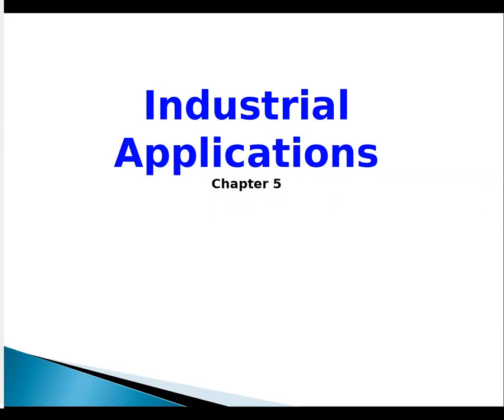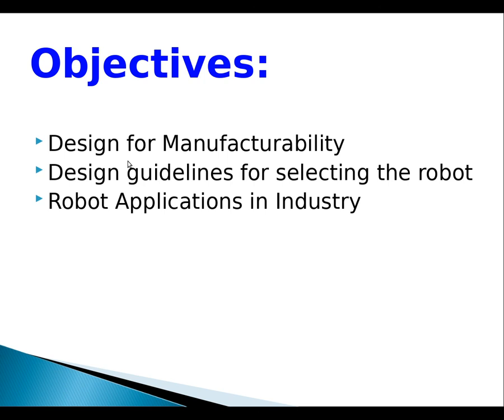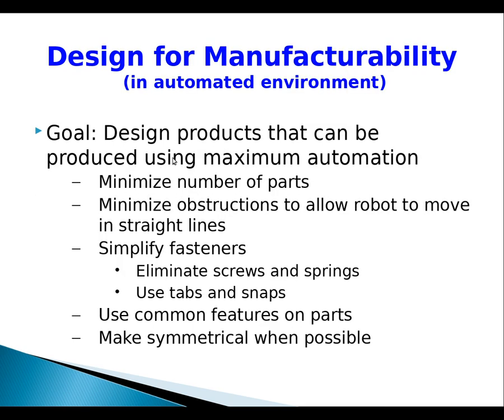Alright, today we're going to discuss industrial applications, which is chapter 5 in our book, and we're also going to look at some integrated manufacturing and just automation in general. Alright, so we want to try to design for good manufacturability. So we're going to look at some guidelines for when we try to select our robot and how these are applied.